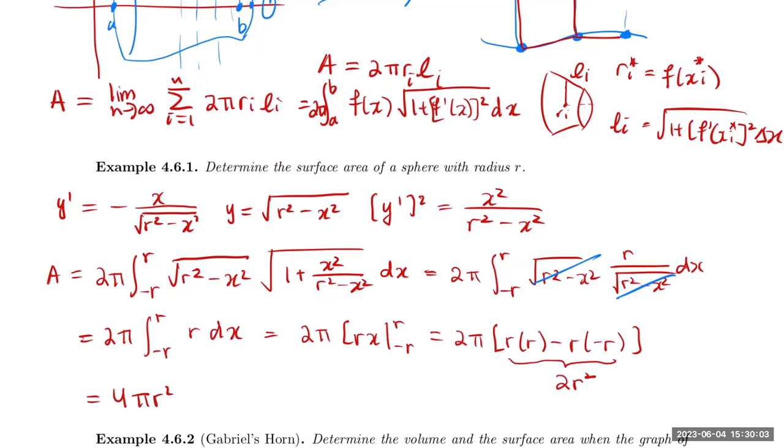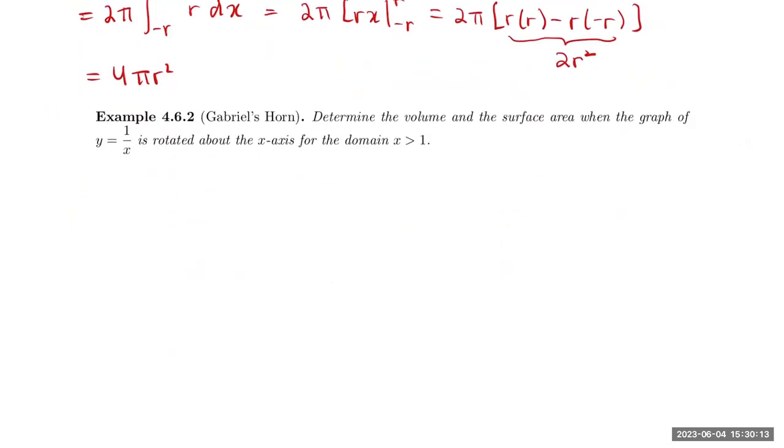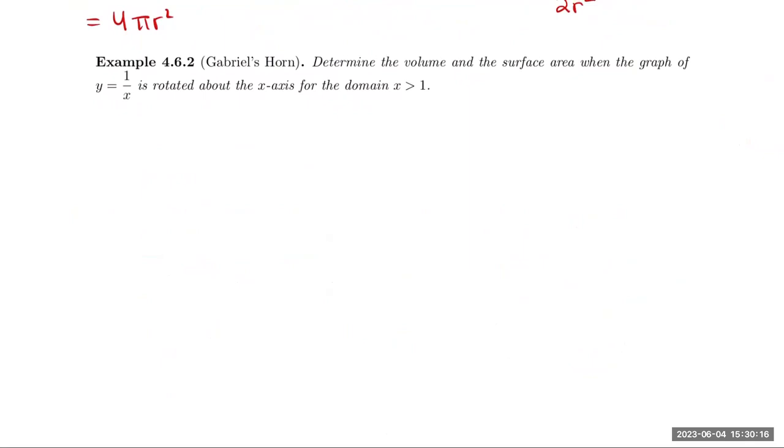Okay, so let's have a look at one more example, which actually involves an improper integral, which is going to be an interesting one. Okay, so let's have a look at Gabriel's horn. Let's say we want to determine the volume and the surface area when the graph of 1 over x is rotated about the x-axis. And we consider the domain for x greater than 1. All right. So that means we have a look at this as our function.